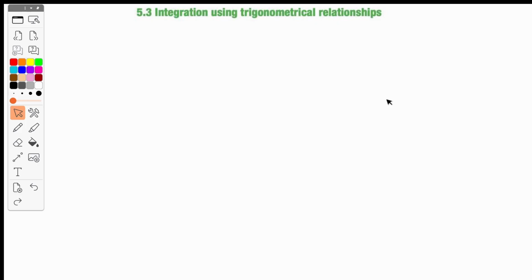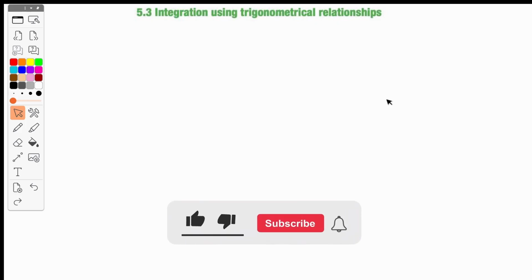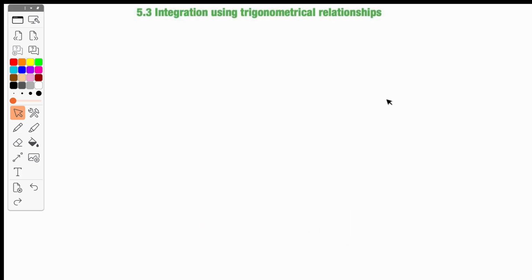My dear students, today, inshallah, we are going to start the next lesson, 5.3, the third topic in the chapter on integration: integration using trig relationships. The first point here, we need to recall what we have studied before, one point in differentiation.